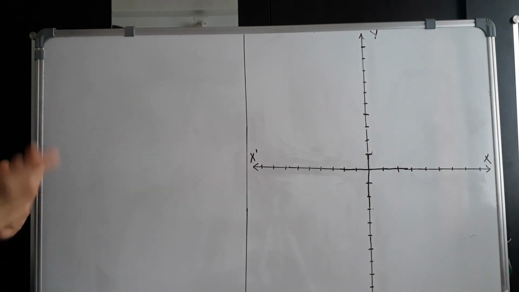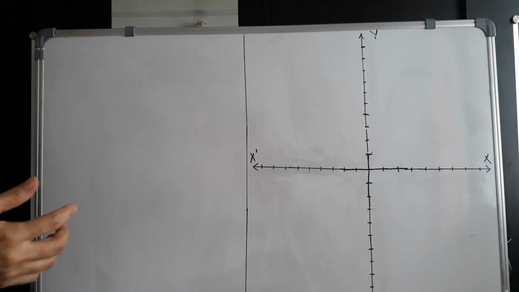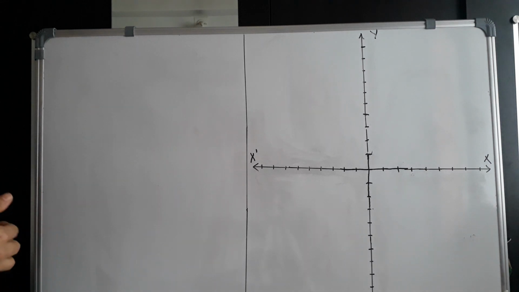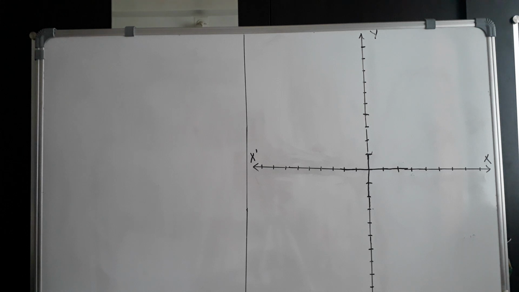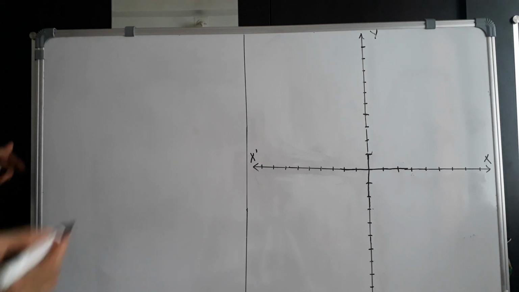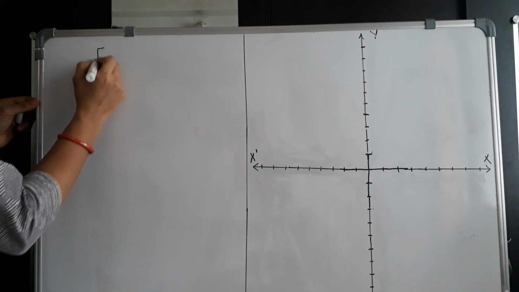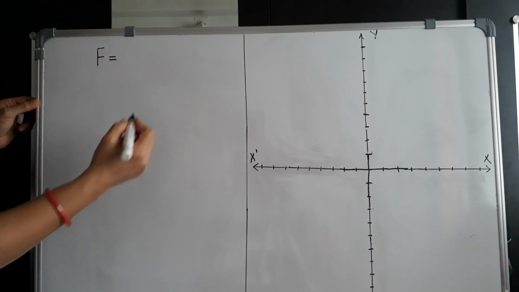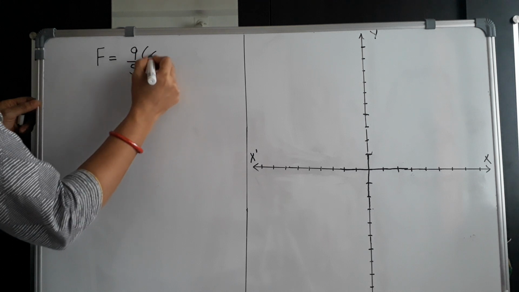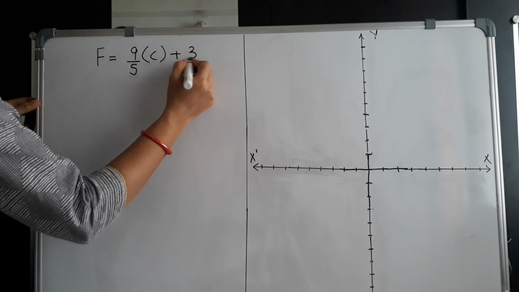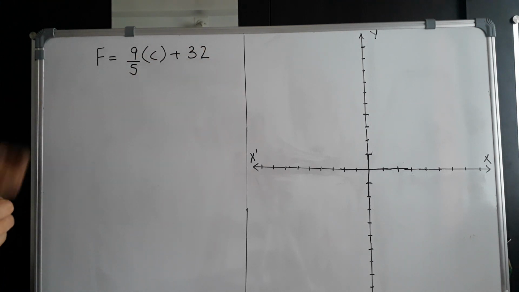In this video, we shall learn to draw the graph of the relationship between Fahrenheit and Celsius, which are both the units of temperature. In countries like India and Pakistan, mostly Asian countries, they use Celsius, whereas in the US, Canada, etc., they use Fahrenheit. Now, this relationship is given by F is equal to 9 upon 5 times Celsius plus 32. So here Fahrenheit is given in terms of Celsius.